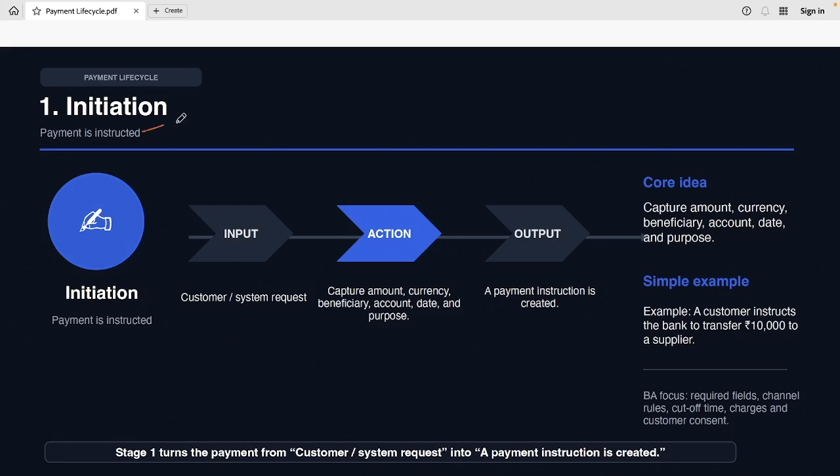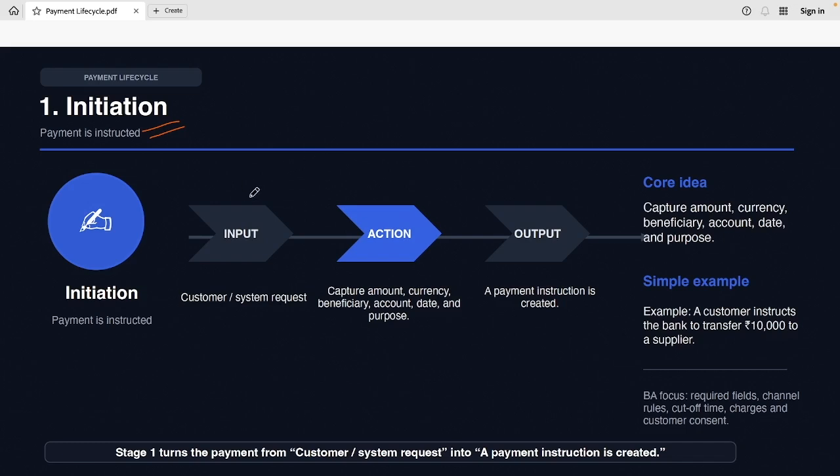So the first stage is initiation. The first stage of the payment lifecycle is initiation. Initiation basically means that someone or some system creates a request to make a payment. The payment may be initiated by a customer using a mobile banking app, a customer using internet banking, a bank employee at a branch, a corporate customer uploading a payment file, an organization sending instruction through an API, scheduled standing instructions, another internal banking systems, and so on.